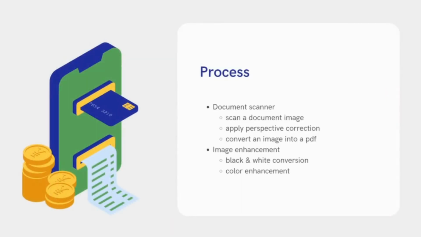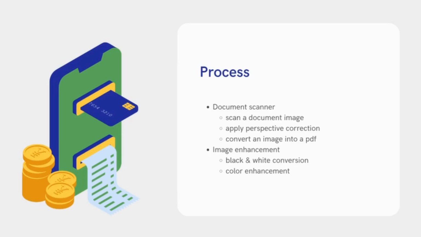Now we decided to separate into two main functions. The first one is the document scanner, which can be used to scan a document image, apply perspective correction, or even convert an image into a PDF. The second main function is the image enhancement, which is the black and white conversion and color enhancement.